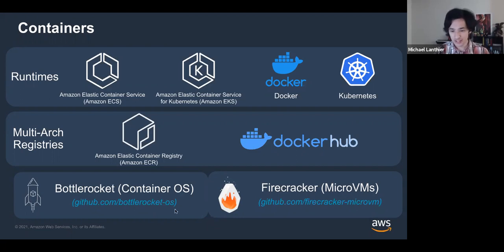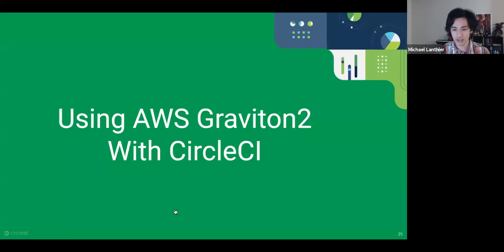So with all of that said, how do we go from developing an application to getting it deployed on AWS on Graviton2? And this is definitely where CircleCI can help. And Robert's going to help walk you through what CircleCI is doing to support your ability to build, test, and deliver ARM-based applications into AWS.